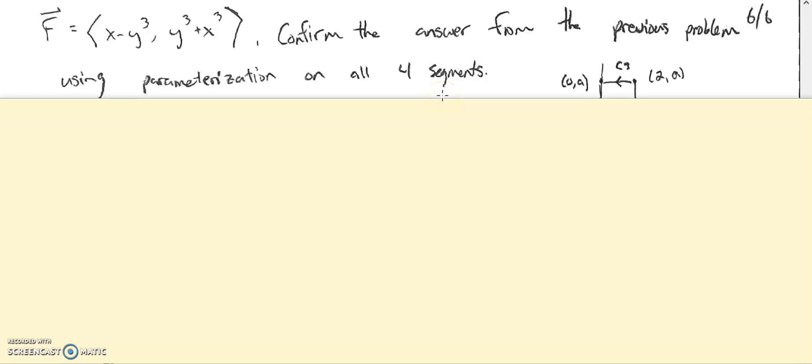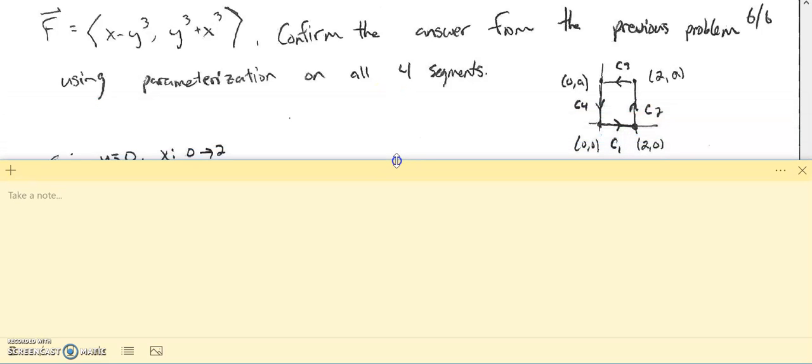Okay, last problem here, I think. Given that same vector field, I want to confirm the answer from the previous problem using a parameterization on all 4 segments. So you can see a little bit of the picture, the graph that I've drawn here. I'll pull it down to there. So if you want to go ahead and give it a shot, you can.